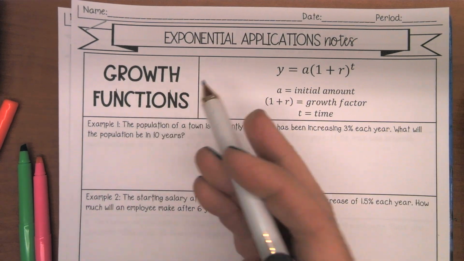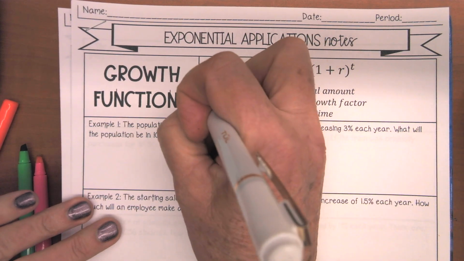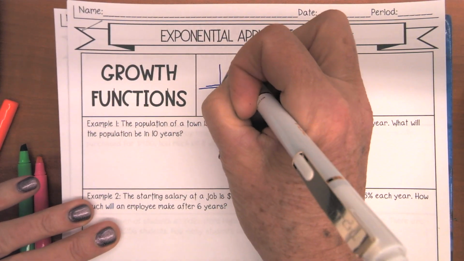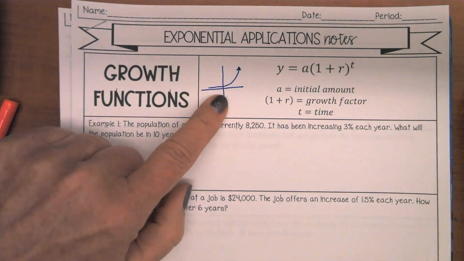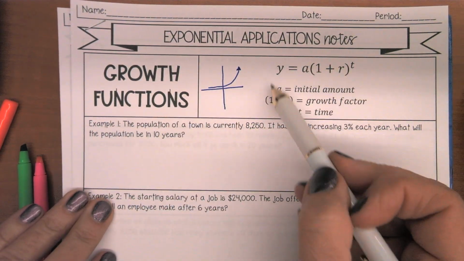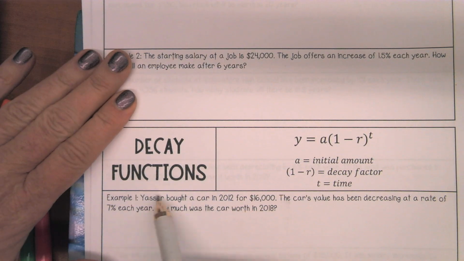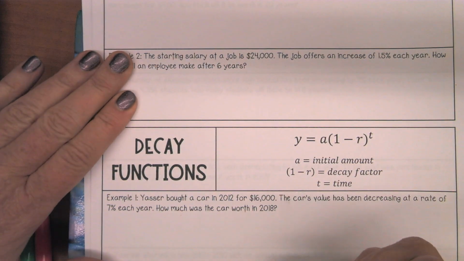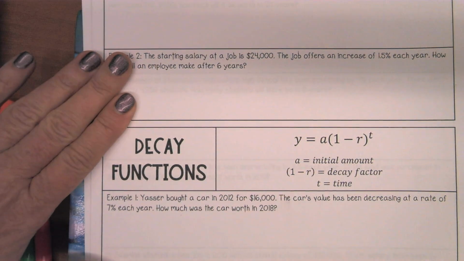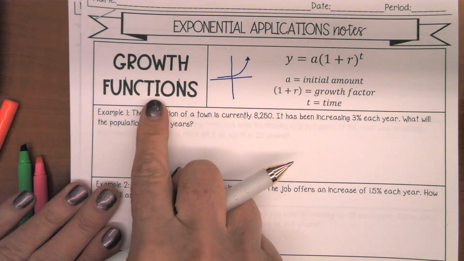Now remember, a growth function is when our amount is growing over time. So remember, it is rising. I am going to talk about growth functions and how to work them. Then we're going to talk about decay functions. If you find that the video gets a little long, go ahead and pause for a little bit, come back and finish the video.